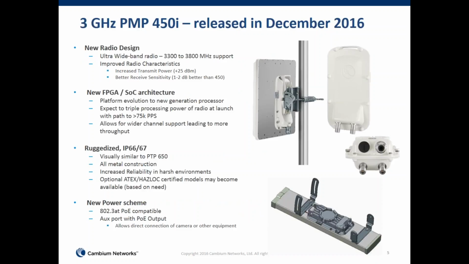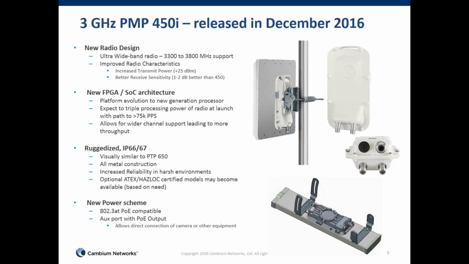But it's a new radio design. It covers the entire 3 gig band. So we had in the past with the 450, we had 2 models, 2 SKUs, one that covered what was traditionally the WiMAX band, the lower band and the upper band, and they were separate. Now we have the single radio that covers the entire band from 3300 all the way actually to 3900 if you have that frequency available.